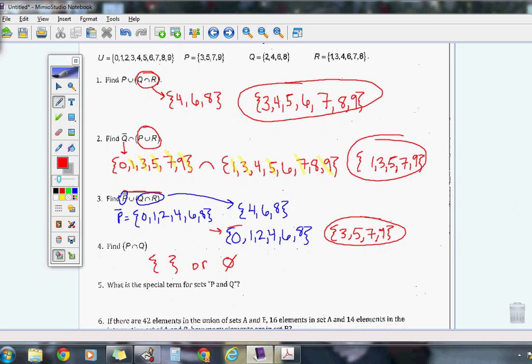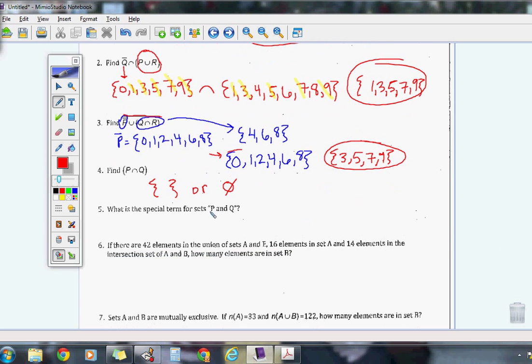All right, so going down now, what is special for P and Q? Well, they don't have anything in common, right? So the term which we use for those two sets is mutually exclusive. Okay, when two sets do not have anything in common, you could also call them disjoint. Okay, two ways to describe that there's nothing in common.